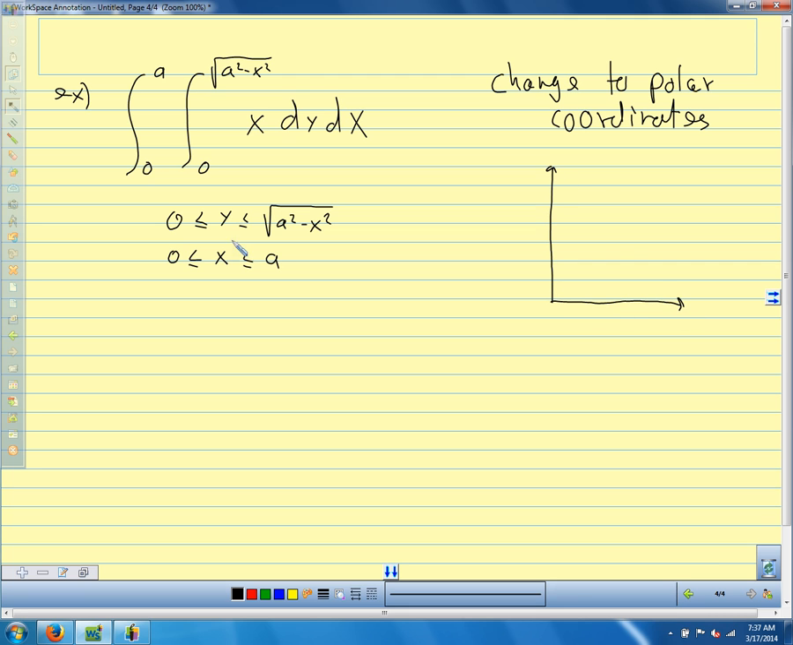What is this region? y is less than or equal to the square root of a squared minus x squared. It's a circle, and we're only getting the part above the x-axis because we have a positive square root. And what's the radius of our circle? a. So there's a.